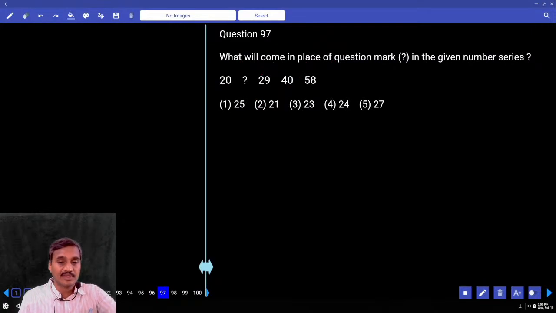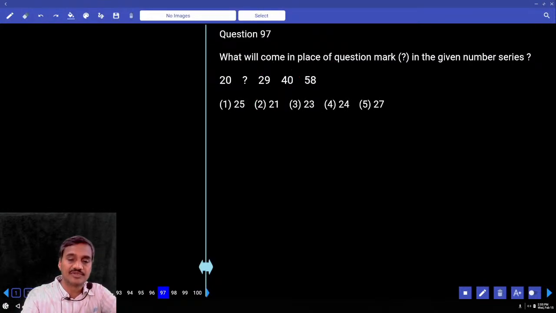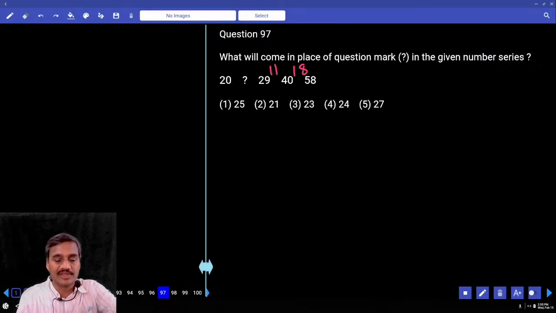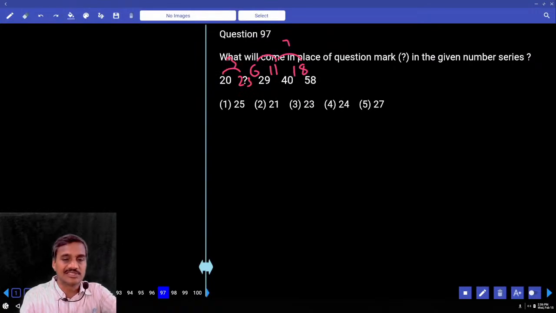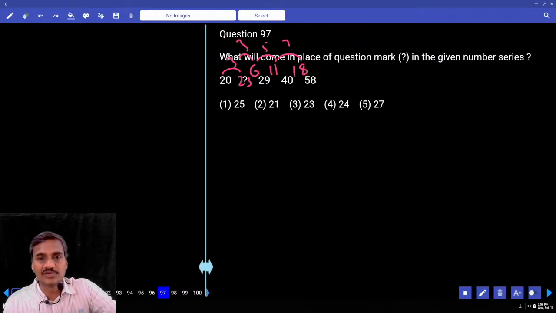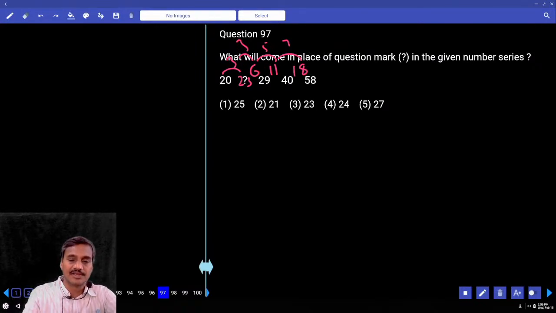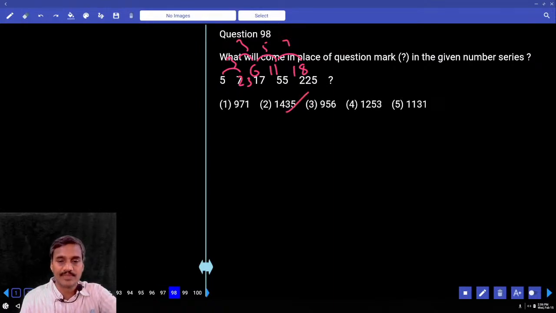Then 97: 20, 29. 29 and 40, the difference is 11. 40 and 50, the difference is 18. 11, 18. The difference here is 7. And the previous difference can be 6 or 5, anything can happen. If you take 5 here, then 29 minus 6 is 23. If 23 is here, the difference is 3. Now 3, 6, 11: 3 and 6, and 5 and 7. 3, 5, 7: differences of differences are odd numbers or prime numbers. So the missing number here is 23, choice 3.